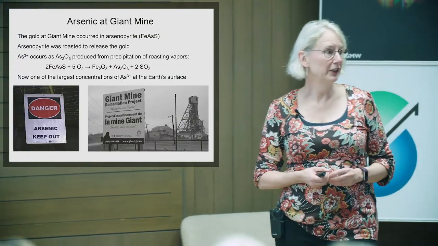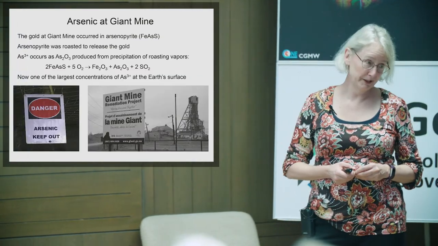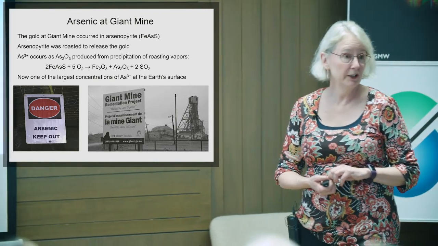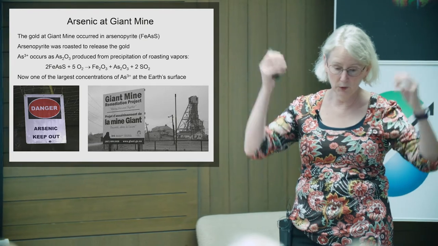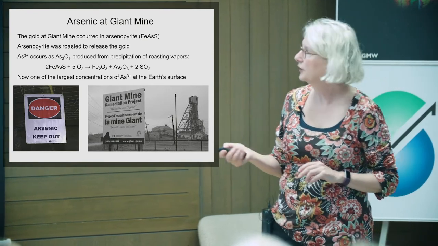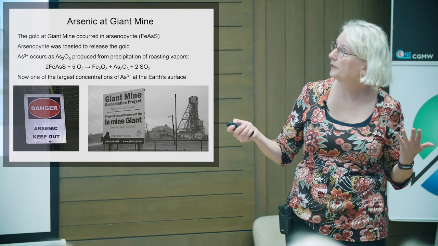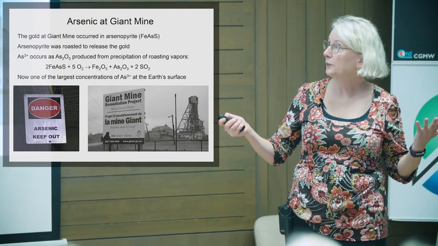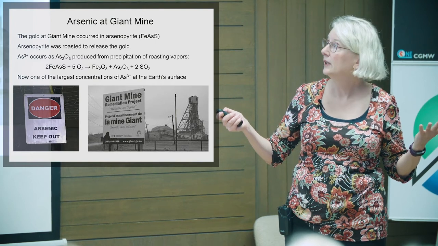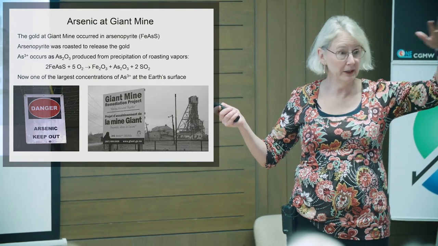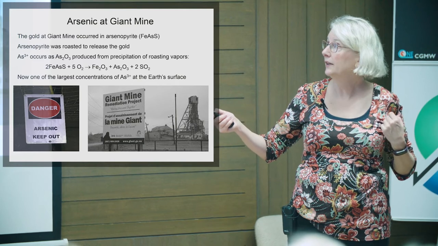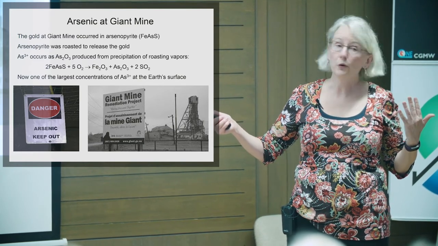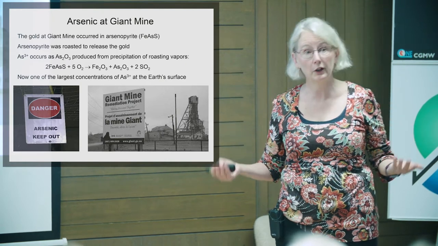So the gold at Giant Mine was contained in arsenopyrite, like much gold around the world. They roasted the arsenopyrite, so they burned it to get the gold out. And this is the reaction. So they take 2 moles of the arsenopyrite in oxygen, burning it. The products of the reaction were hematite, so that's a lot of the waste, sulfur dioxide, which was a problem at the time for acid rain, and this one, As2O3. The arsenic in that form is arsenic trioxide, which is the more toxic form of arsenic.